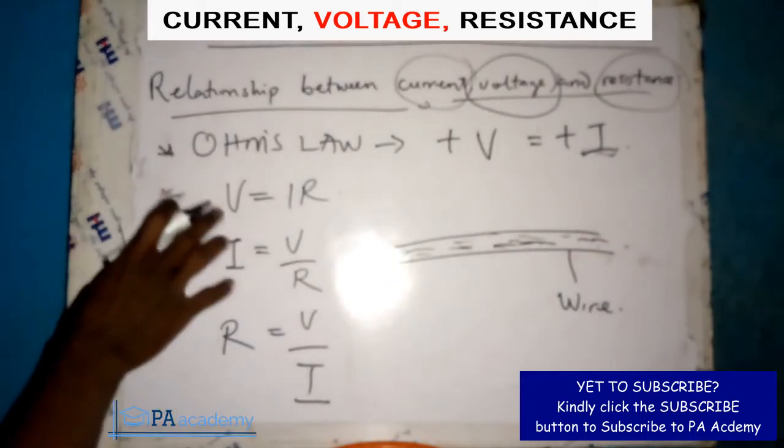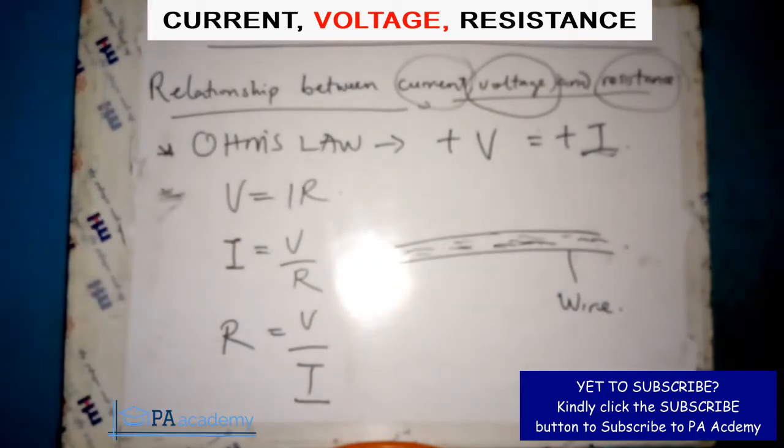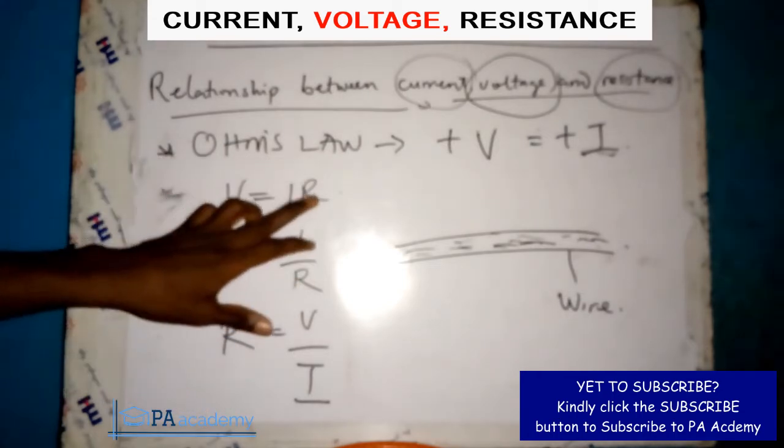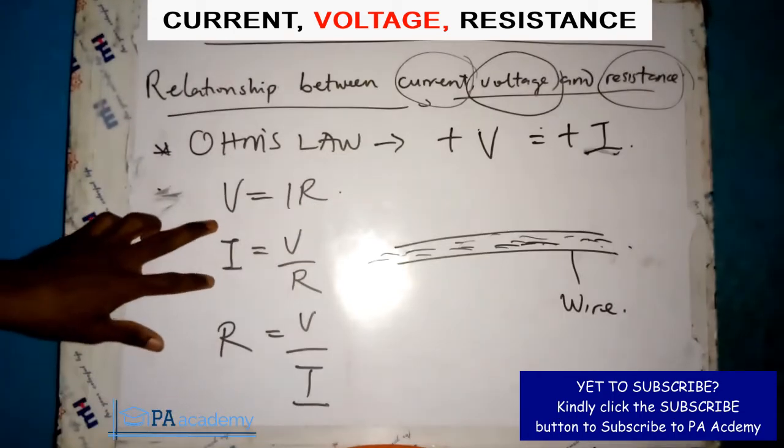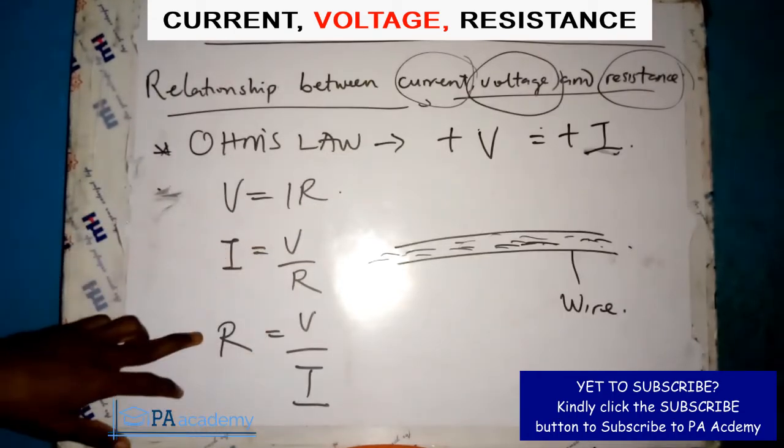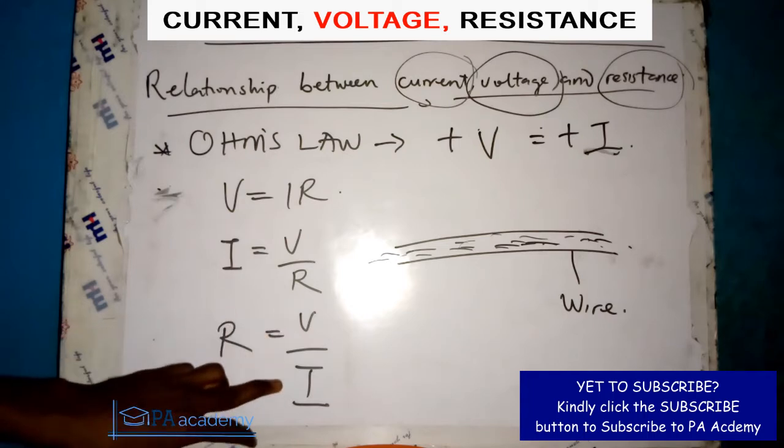And this is Ohm's law, the law that brings everything together as V equals IR. You can also have I equals V over R, and then R equals V over I.